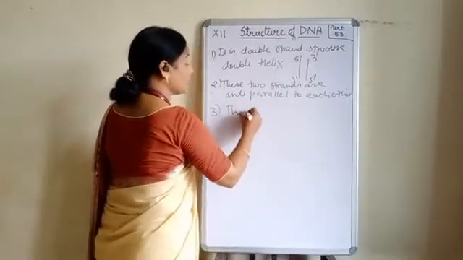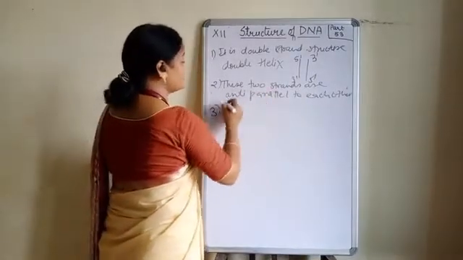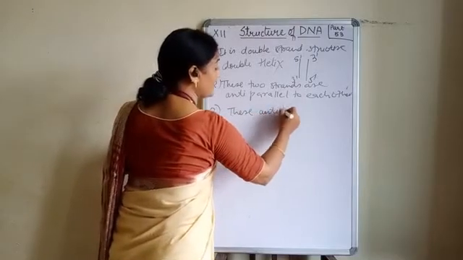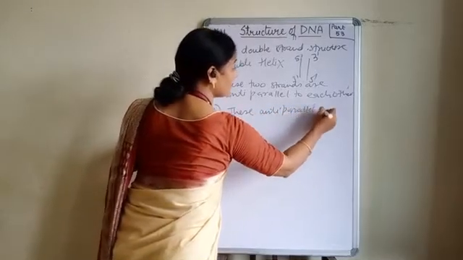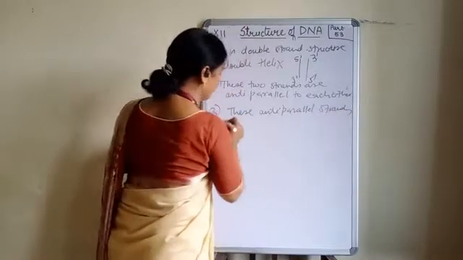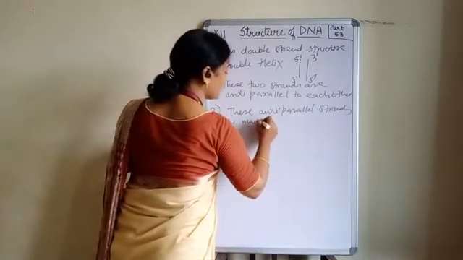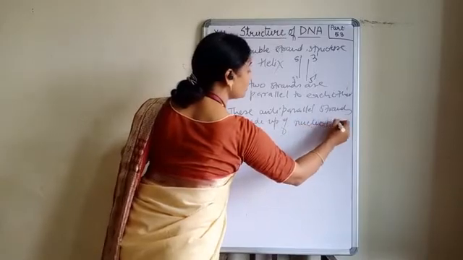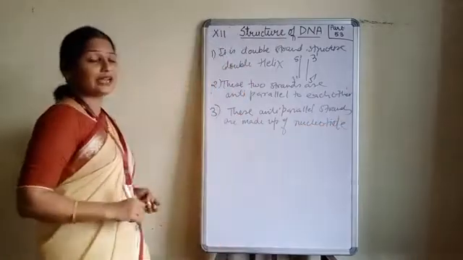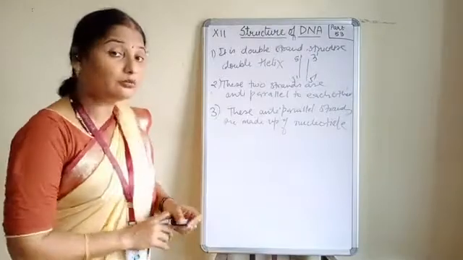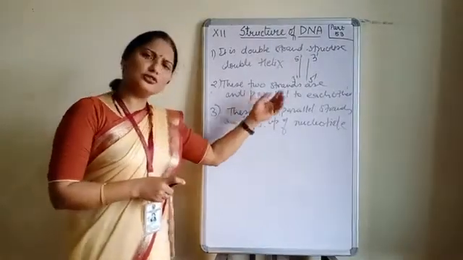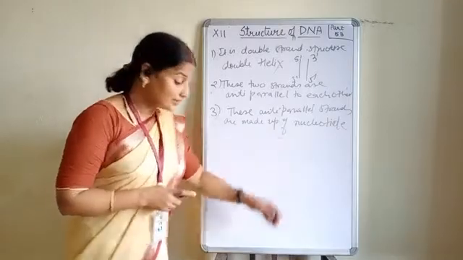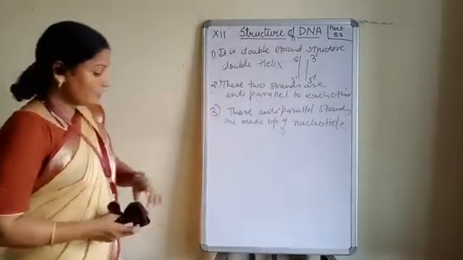These anti-parallel strands are made up of nucleotides, or you can also write it is made up of a polymer of nucleotides. So these 3 points are 100% clear to you. Now see the next point, children.